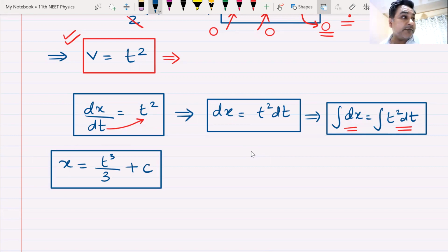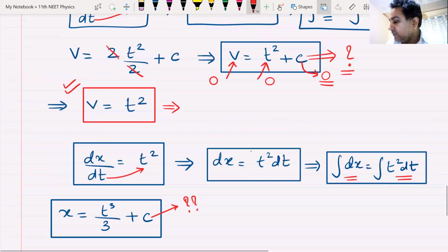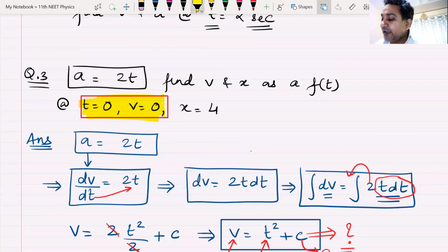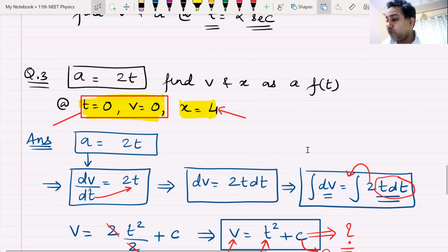Now again I have a problem. How do I get the value of c? Anyone? I go back. Here, when time is 0, the value of x is 4. Do we see this? I have highlighted it. When time is 0, x is 4.